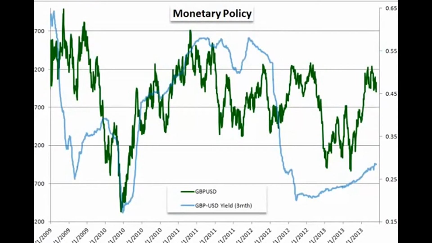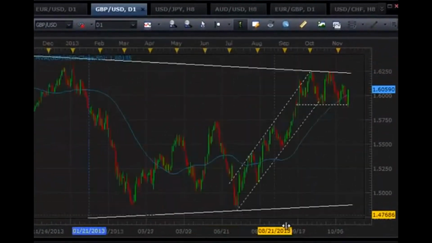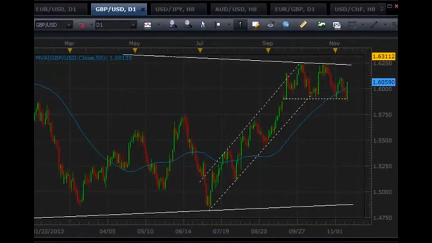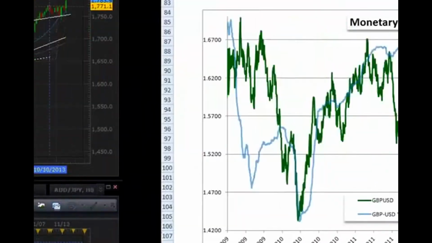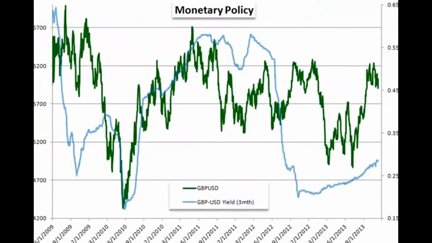Are we going to see much of a follow-through on these assumptions? In other words, are we going to be able to break on the pound dollar out of this larger wedge formation? Because we certainly have priced in a lot of interest rate expectations here, and remember, that's still in 2015 that we get the first rate cut or rate hike. So we have the yield here, the actual rate of return.